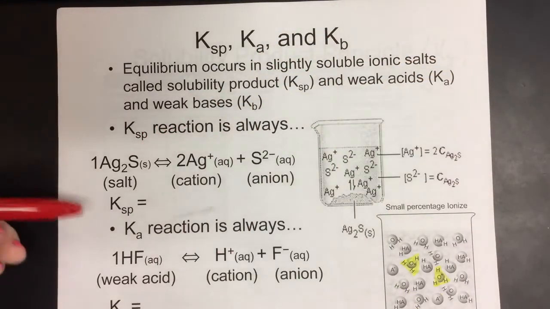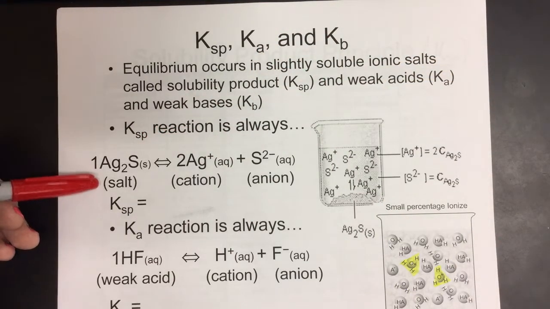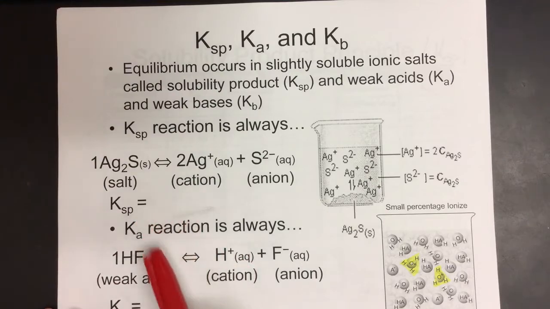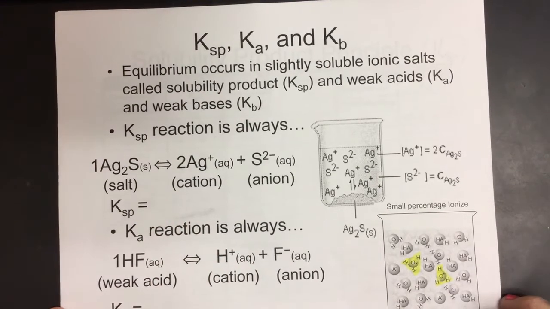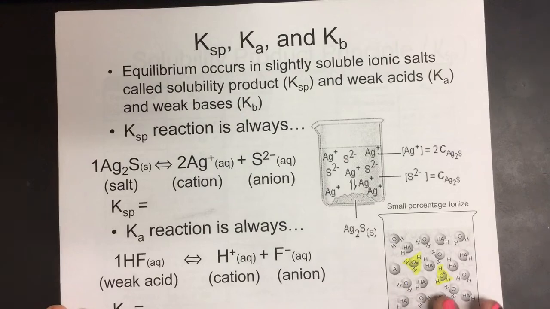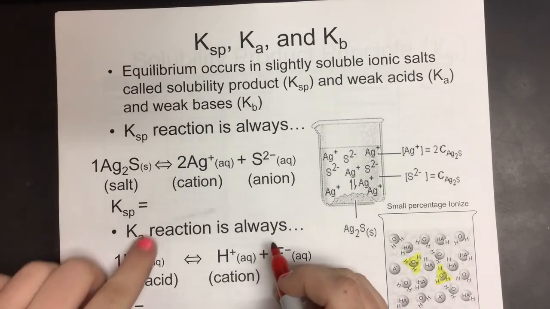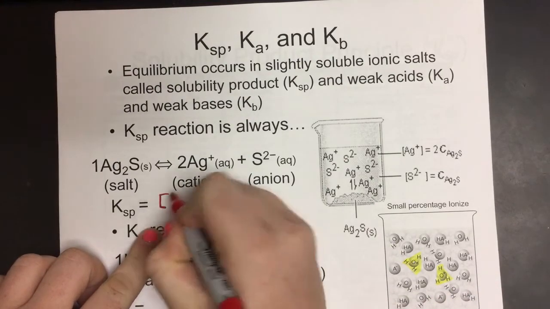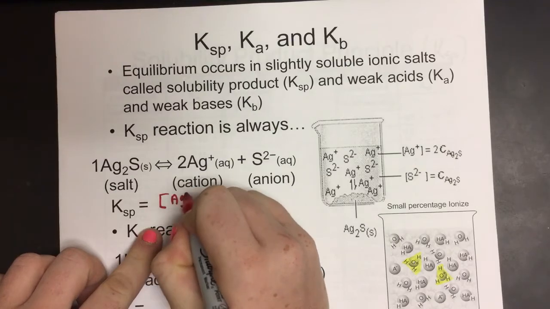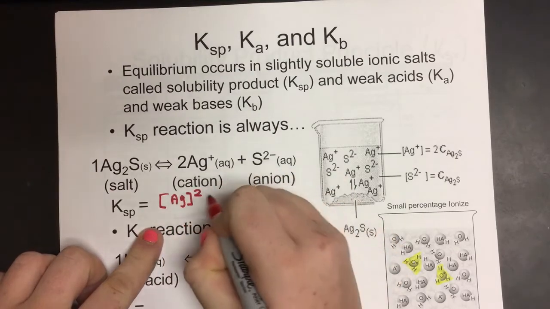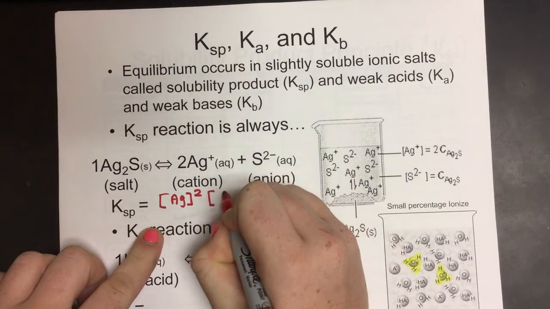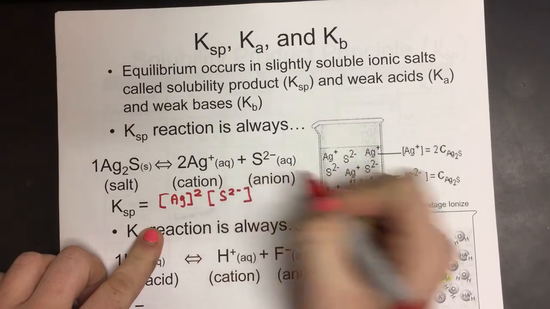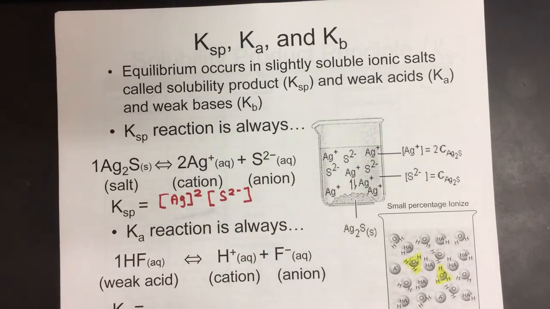So it's a salt which is slightly soluble ionizing. And so the KSP will represent how much of that ionizes. And it's the same thing as KEQ, where it's products over reactants. And so for this one, it would be the concentration of Ag plus to the second power, and then the concentration of S2 minus. And then because Ag2S is a solid, it's not included in the KSP expression, because solids are not included for concentration.